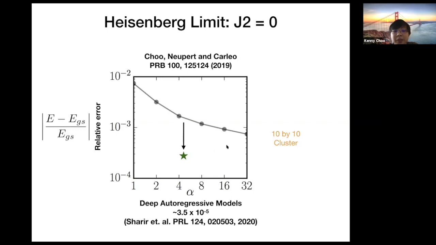And in fact, other people have tried even deeper networks, like, let's say, 10 or 20-layer deep autoregressive models from the group in Israel. And they managed to improve the accuracy by even 1 more order of magnitude.